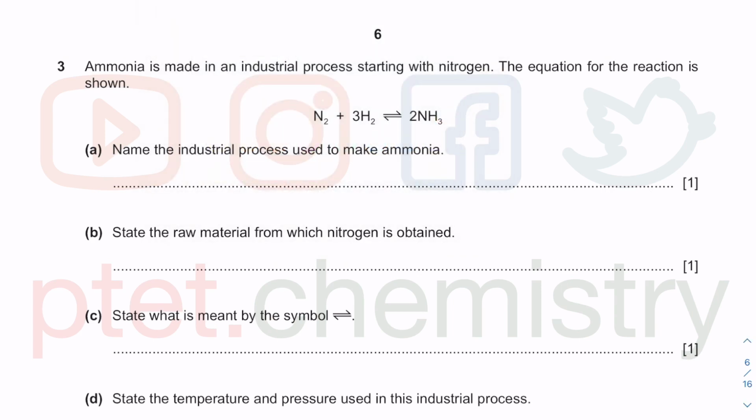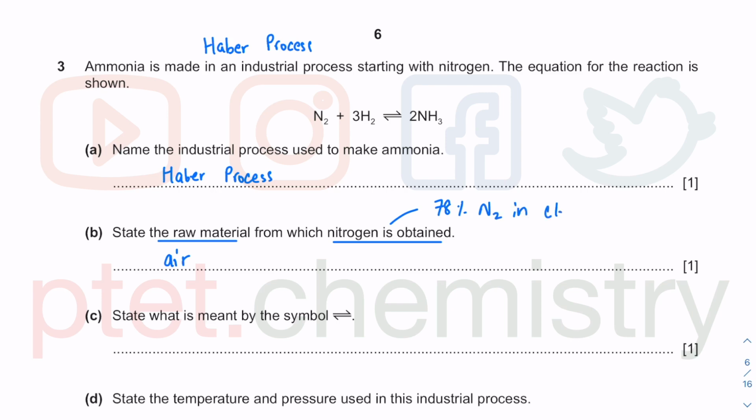In this third question, ammonia is made in this process. This is basically called the Haber or the Haber process, whatever you want to call it. Well, that's actually the first question given in the question here. So state the raw material from which nitrogen is obtained. This is from the air because we got 78% nitrogen in clean dry air.